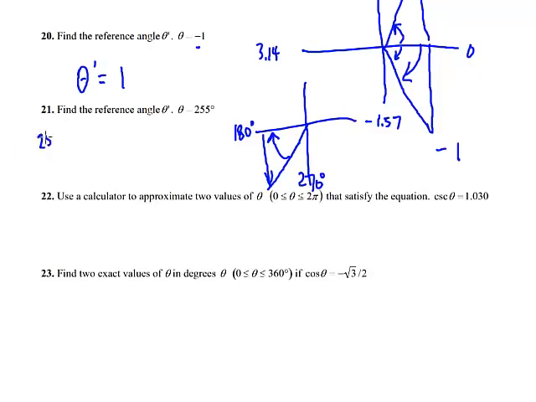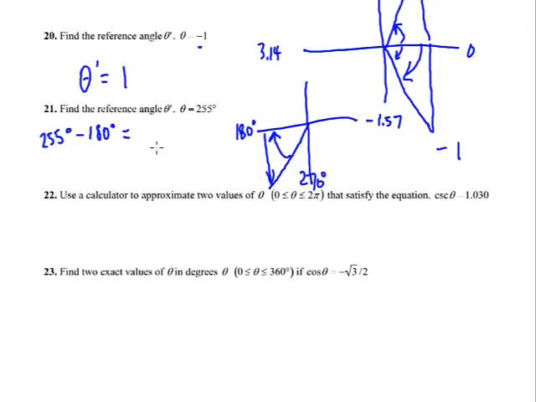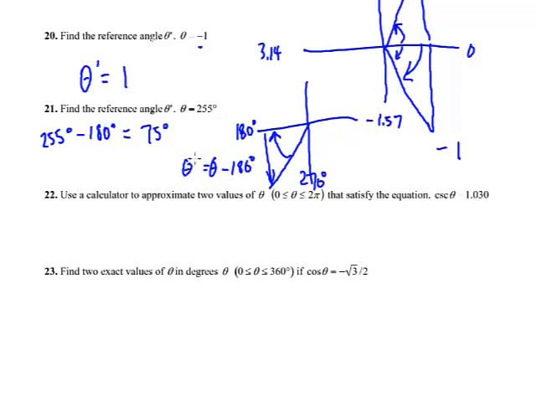So 255 minus 180 is equal to 75 degrees. All right. The rules for this, well, you should remember that if it's in quadrant 3, it's your angle minus 180 to get your reference angle. In quadrant 2, the reference angle is equal to 180 minus your angle. In quadrant 1, the reference angle is that angle.